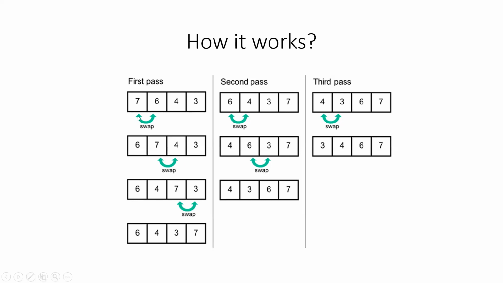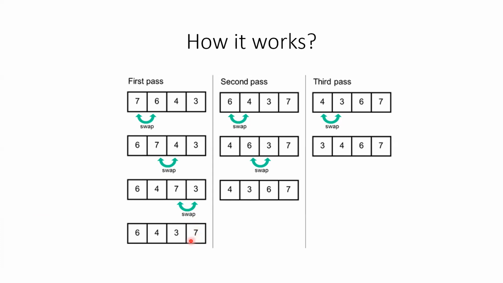First we compare two elements, 7 and 6. Are they in order? No, 7 is greater than 6, so swap them. It becomes 6 and 7. Later compare 7 and 4. Are they in order? No. Again compare the next, 7 and 3. They are not in order either, so 7 will come to the last position.